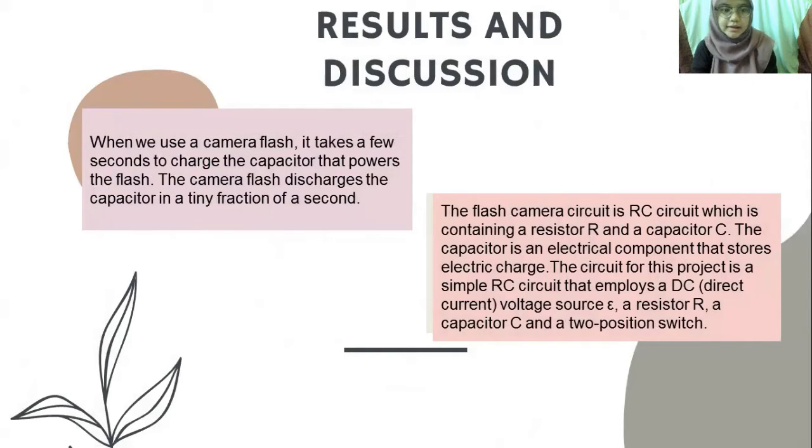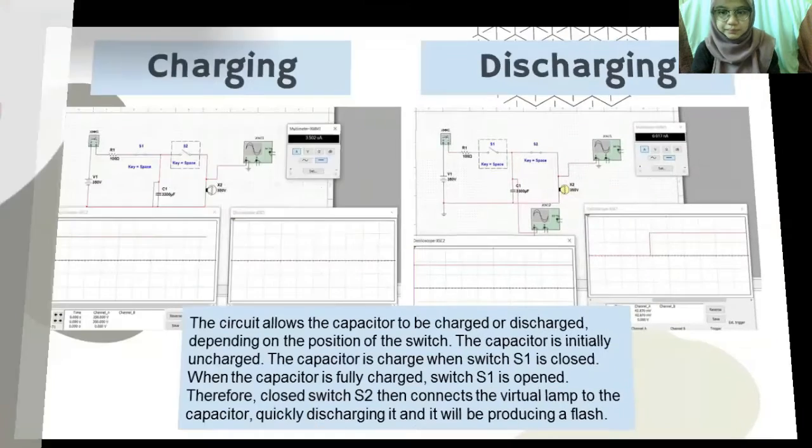Results and discussion. When we use the camera flash, it takes a few seconds to charge the capacitor that powers the flash. The camera flash discharges the capacitor in a tiny fraction of a second. The flash camera circuit is an RC circuit, which contains a resistor and a capacitor. The capacitor is an electrical component that stores electric charge. The circuit for this project is the RC circuit that employs a DC direct current voltage source, a resistor, a capacitor, and a two-position switch.